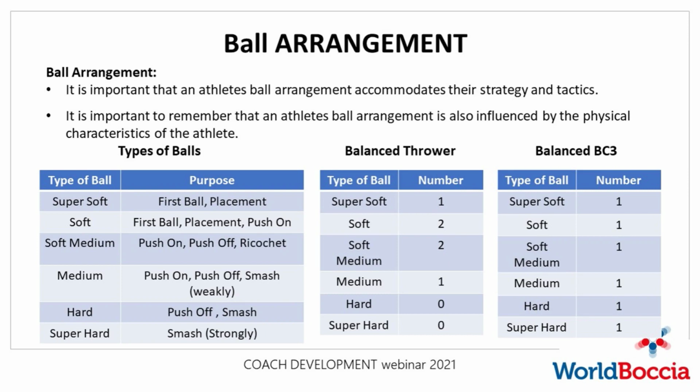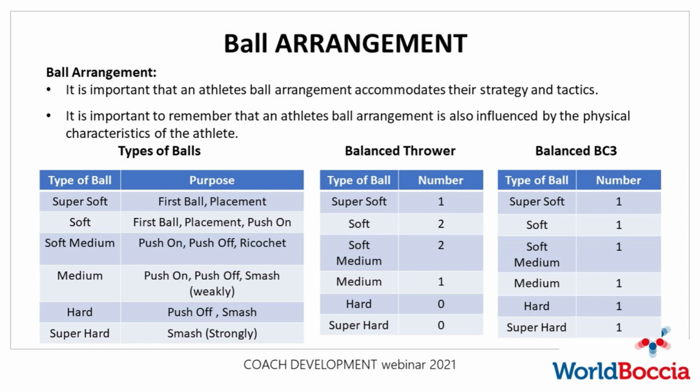So ball arrangement is important. It's important that an athlete's ball arrangement accommodates their strategy and tactics. This is a really important message: whatever the strategy and the tactics of the athlete, the ball arrangement accommodates this. But it's also important to remember that the athlete's ball arrangement will be influenced by the physical characteristics of the athlete. And the strategy and tactics need to accommodate the athlete's physical profile.